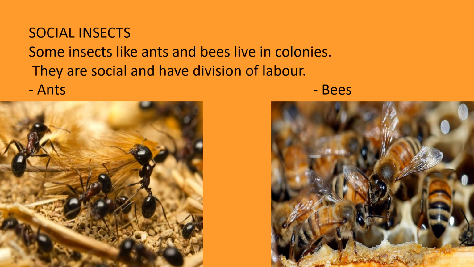Social insects. Some insects like ants and bees live in colonies. They are social and have division of labor. Children, social insects are the ants, bees, wasps and termites. They have organized societies or organized colonies. They have one or a few females responsible for all the egg laying, while other members of the colony gather food and do other tasks.